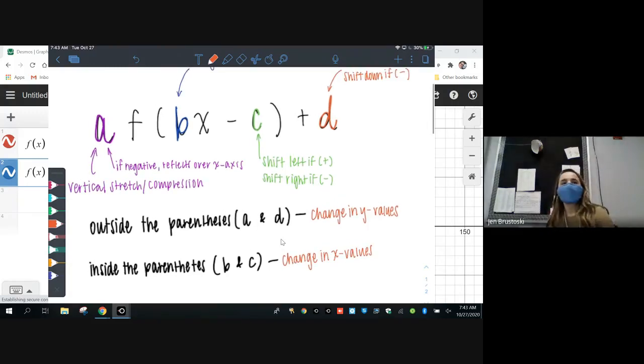So A, if you have an A value, you're going to multiply it with your y values. If you have a D, you're going to add it to the y values because that's going to shift it up or down on the y-axis. And then similarly for x, you're going to multiply or divide by your B value, and then your C values, you're going to add or subtract those. Okay?